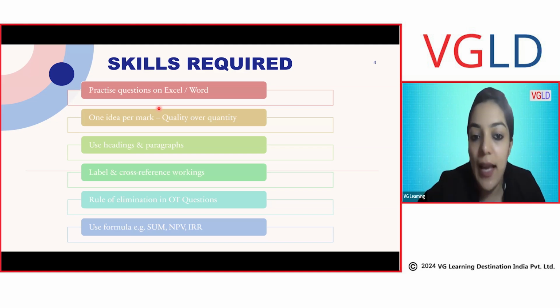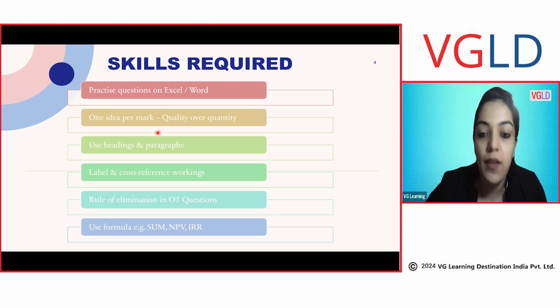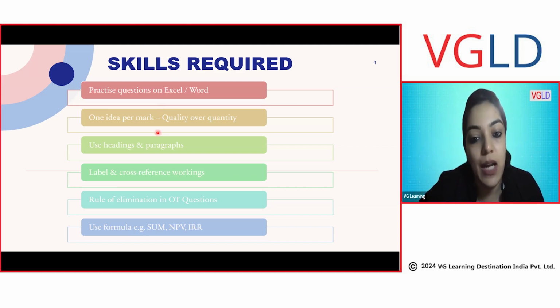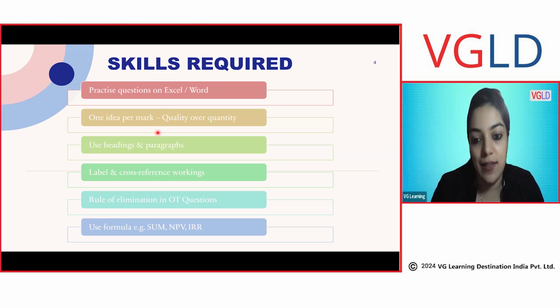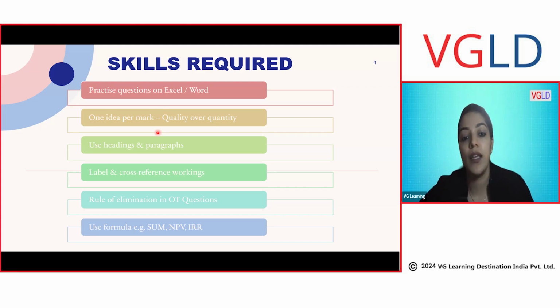Okay, so one idea per mark. As I told you, if it's a 5 mark question, write 5 unique points, and quality over quantity. And how do you achieve that? State the fact and state why this is the limitation or whatever they have asked you.